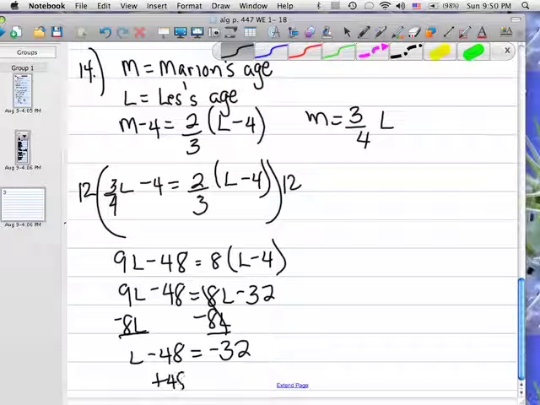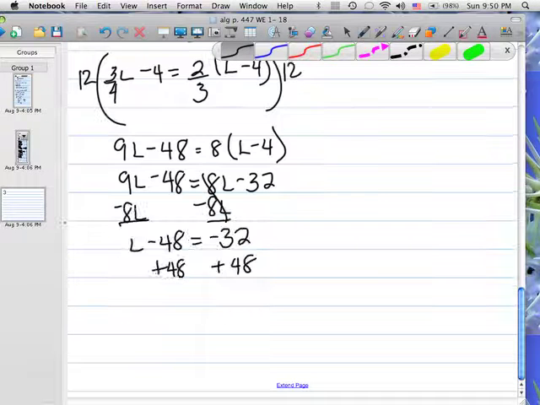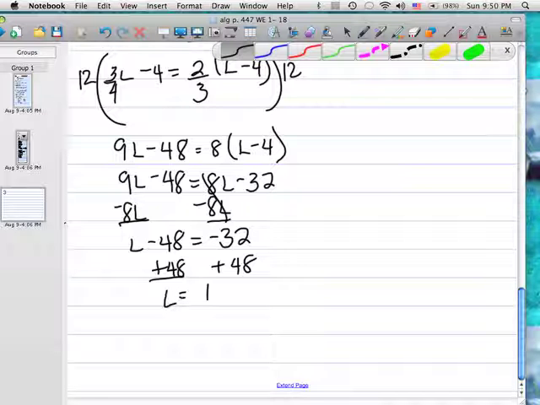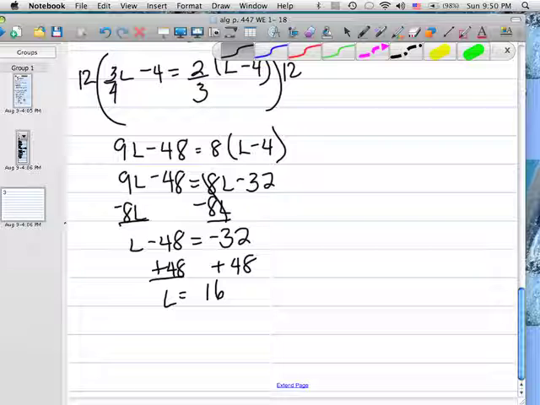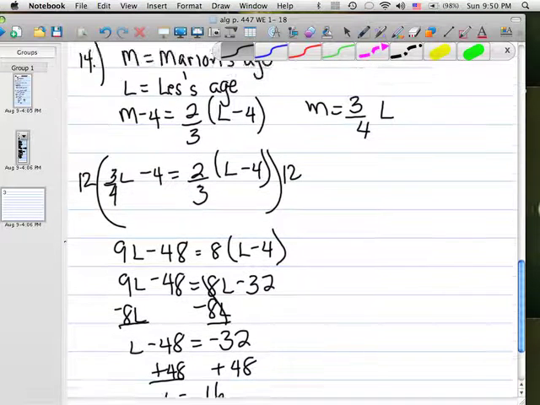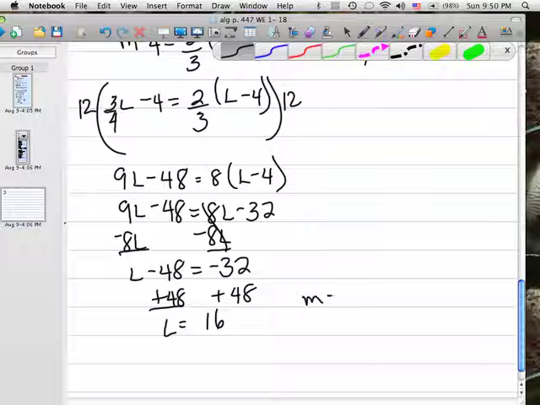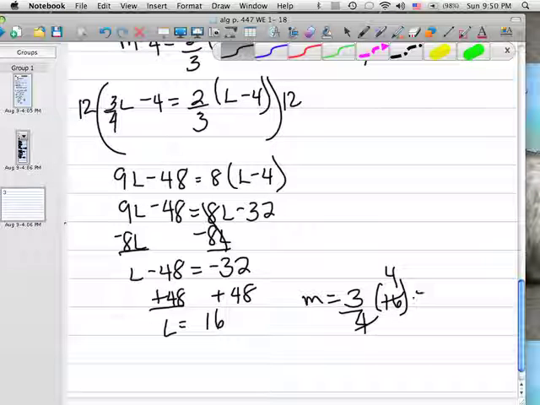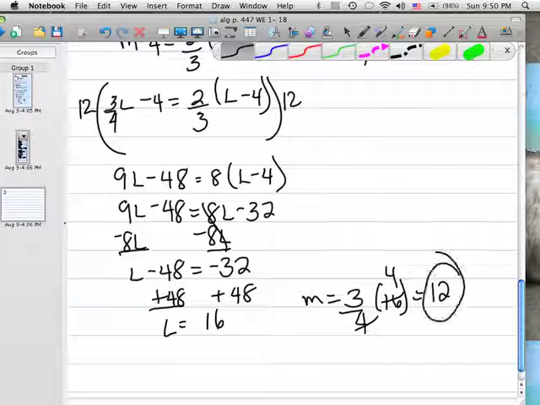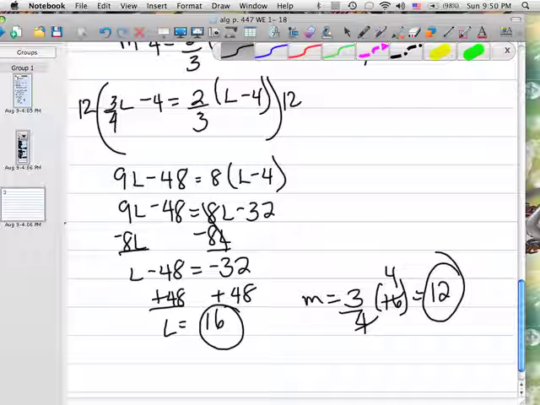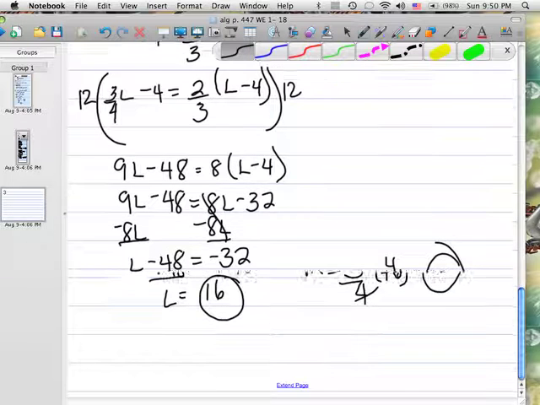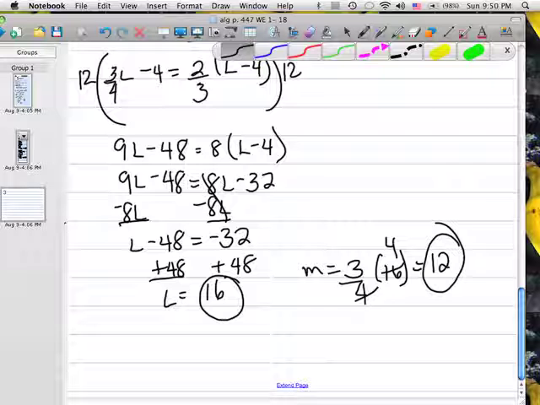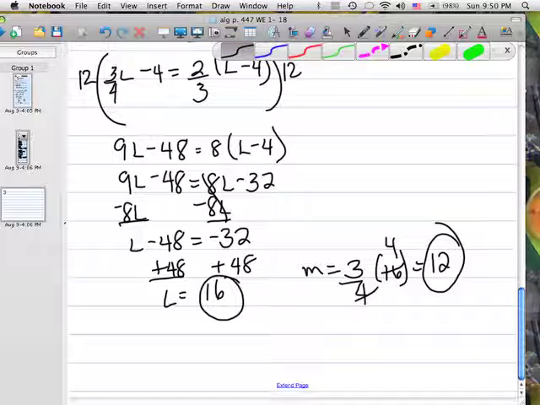Add 48, and I get that Les is 16. And Marion is 3/4 his age. So Marion equals 3/4 of 16, so she is 12. Number 18. Excuse me, 16. Let's skip a problem here.